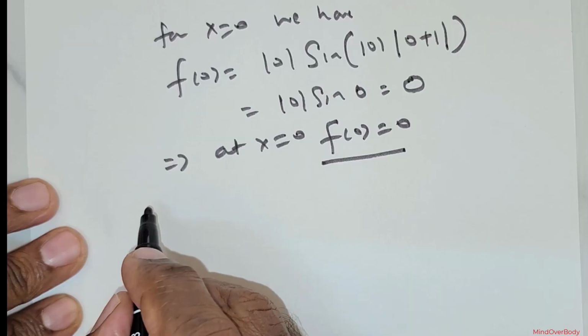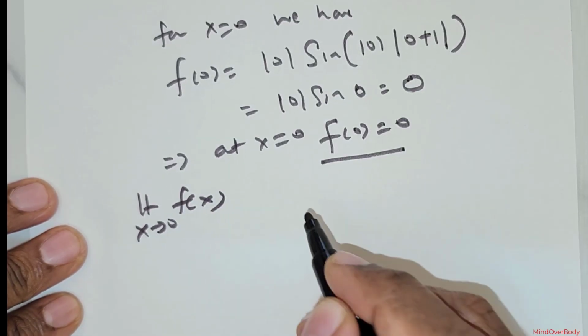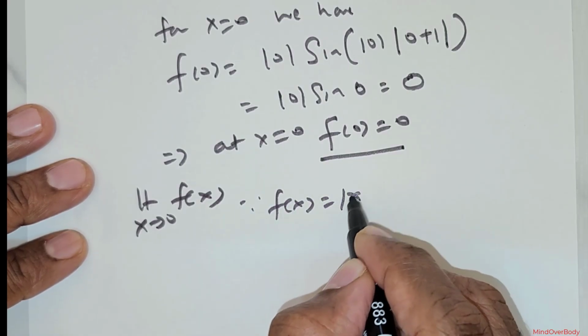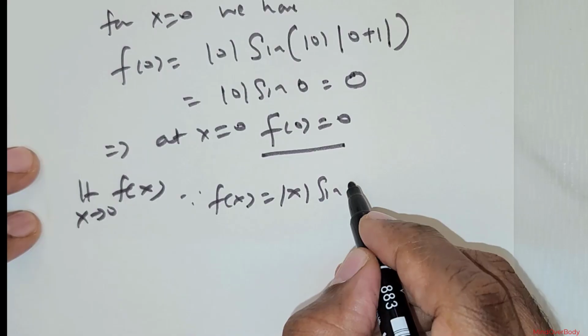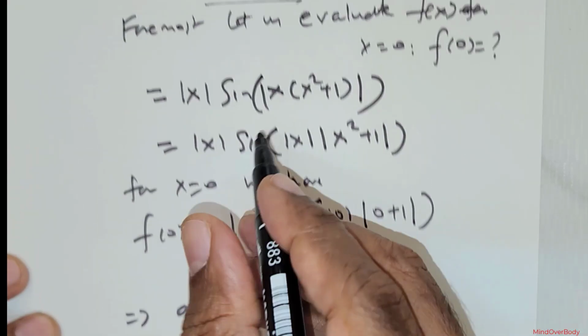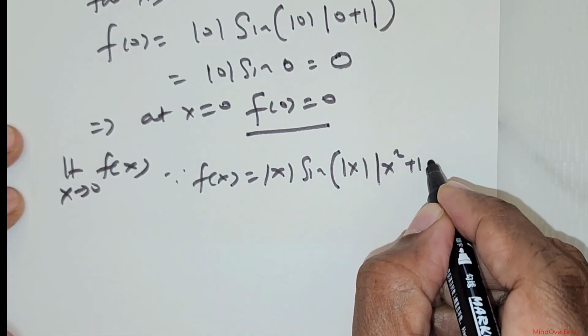Now we will have to find the limit as x tends to 0 of f of x. Now since f of x is equal to modulus of x times sine of, I'm going to use it like this, modulus of x times x squared positive 1, because we've already defined this.